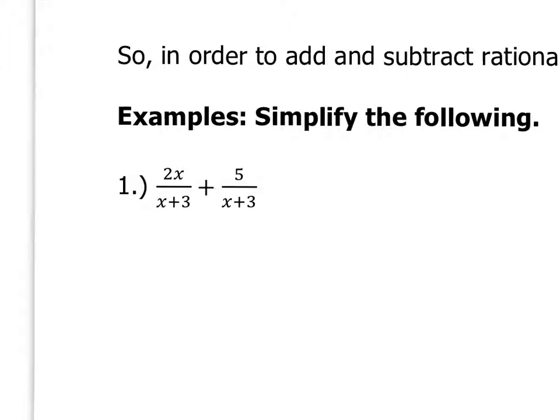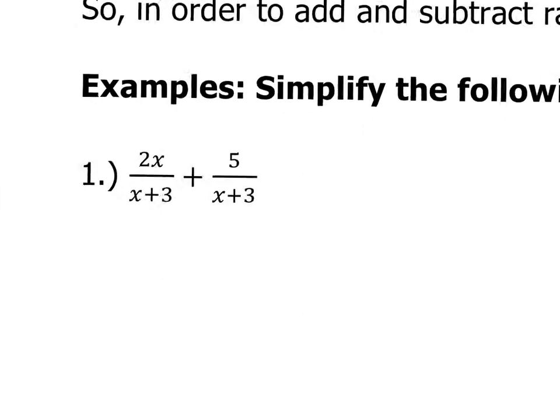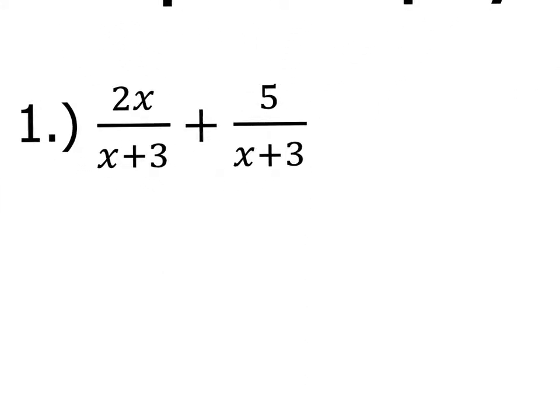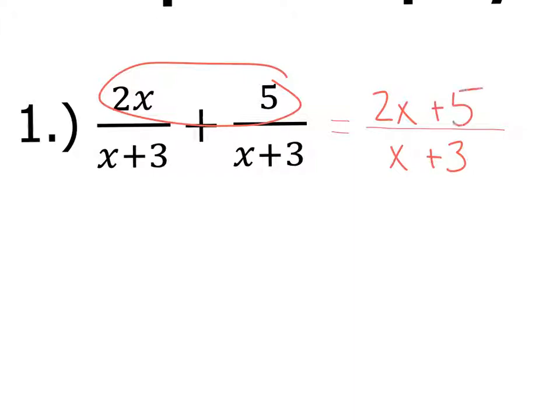Let's look at a few problems where the denominators are already the same. So this is the case here in number 1. Both denominators are already the same, so I don't need to worry about figuring out a common denominator. The denominator will just stay the same, like it always does, and I simply add the numerators. The problem here is that 2x and 5 don't actually combine. They don't actually add. So we just write them separately: 2x plus 5.